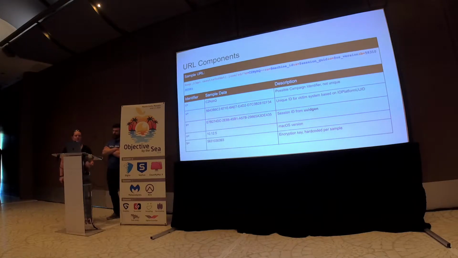And then the U is a unique ID for the system, and this is based on the IO platform UUID. Again, the second one is another unique ID that's based just on the command line uuidgen tool. And then the macOS version with patch level. And then that encryption key, which is hard-coded, like I said before. This is that same thing that's used in that first script.